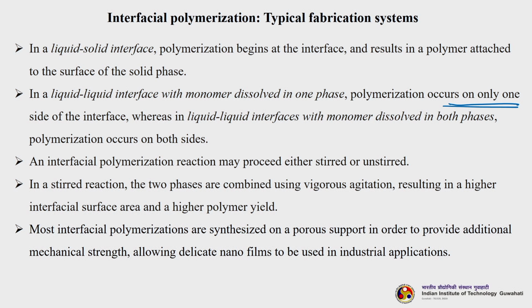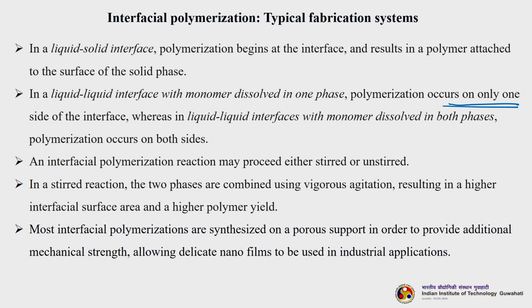Okay. So, an interfacial polymerization reaction may proceed either stirred or unstirred. So, we can either stir the process or we do not need stirring at all. In a stirred reaction, two phases are combined using vigorous agitation, resulting in a higher interfacial area and a higher polymeric yield.